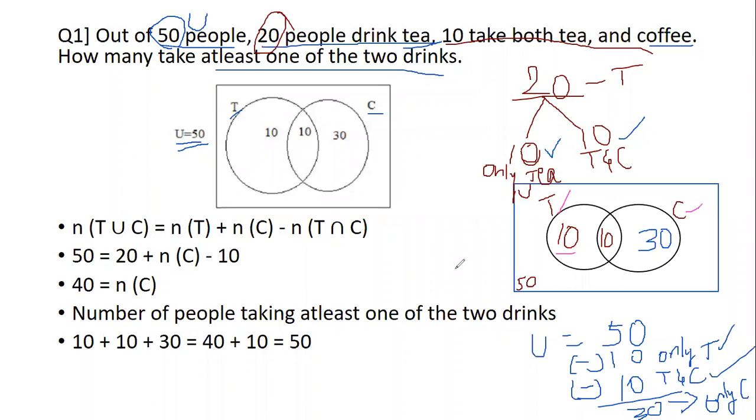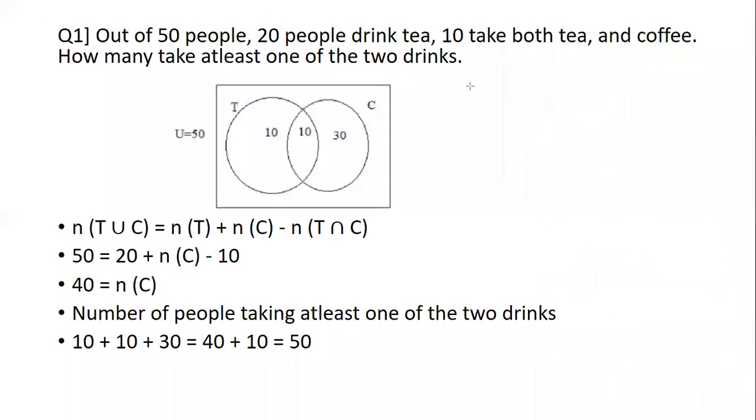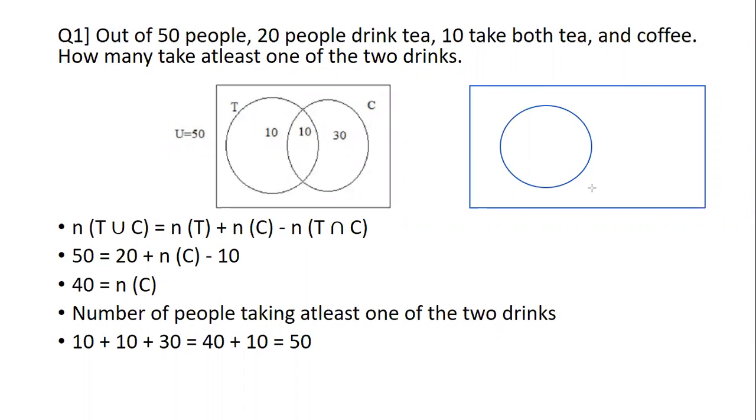Okay. Now here we have one universal set, and then there is one set which is tea, and there is one more set which is coffee. We have tea drinkers as well as coffee drinkers. Now universal set is 50. We have tea drinkers, we have coffee drinkers.